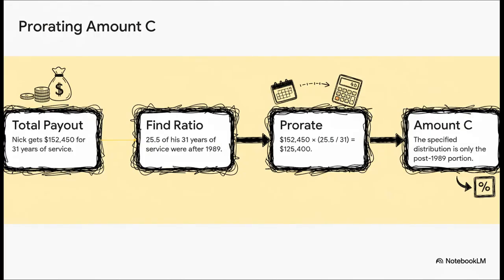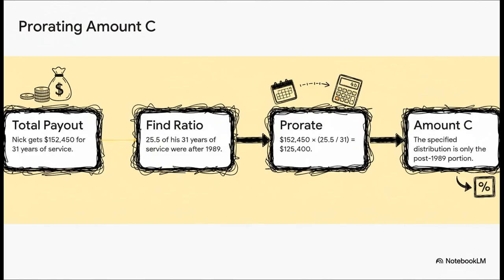Now here is a very important wrinkle you have to know about for amount C. The whole PA and PAR system didn't even exist before 1990. So what do you do if someone's payout covers service from, say, the 1980s? Well, you can't include that pre-1990 portion in the PAR calculation because no PAs were ever generated for that service. So you have to prorate it.